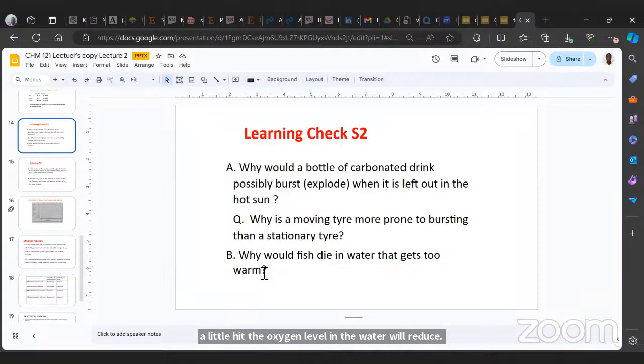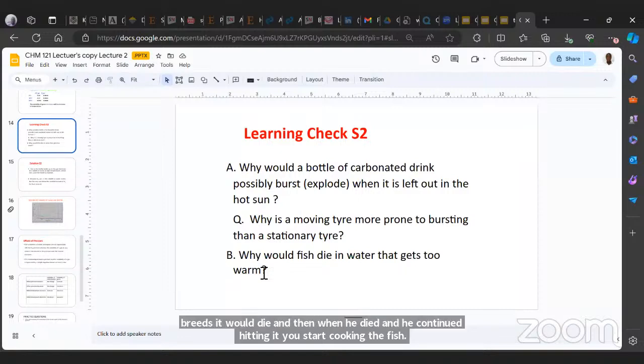When the oxygen level in the water reduces, it is because of expansion: the gas becomes more volatile, and so it becomes less soluble in the water. And so the fish has no dissolved oxygen to breathe. It will die. And then when it dies, and you continue heating it, you start cooking the fish. So that is what is happening.